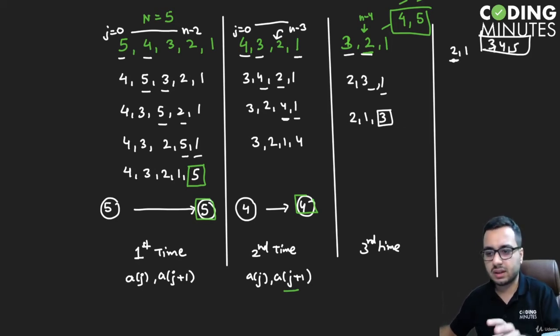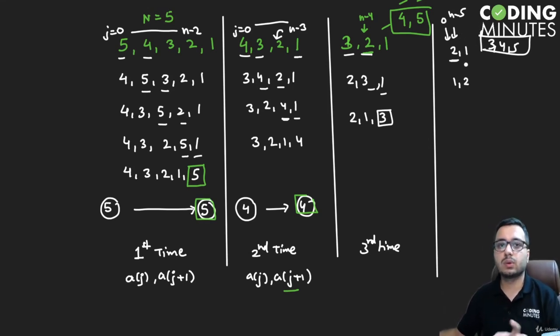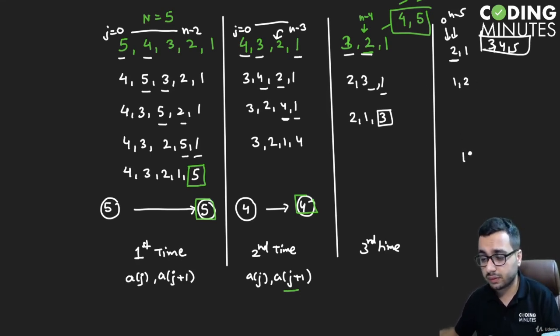We'll start from here. We'll swap aj and aj plus 1 if the current element is bigger than the next. We'll swap it, it becomes 1 comma 2, and we will go till n minus 5, only this index. We start from 0 and we end at n minus 5, which is this index only, and yes, we are done. We don't need to do any more work. So that's it, and this is how the final array looks.